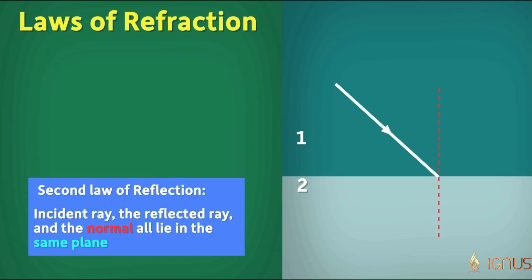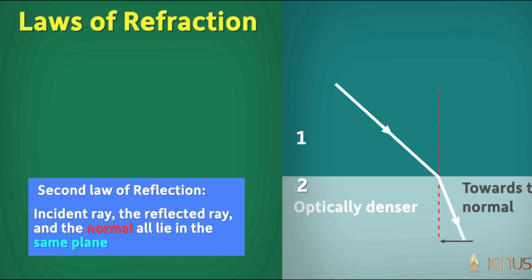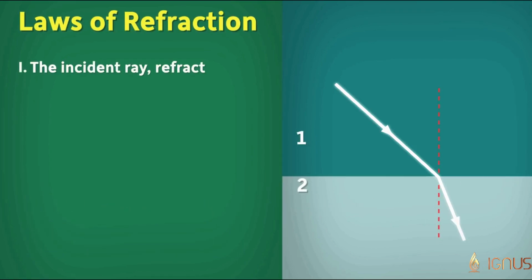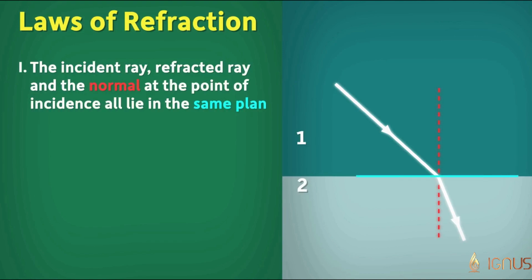Consider light traveling from some medium 1 to another medium 2, which is optically denser than medium 1. So its speed in medium 2 decreases and it bends towards the normal. The first law of refraction says that the incident ray, refracted ray and the normal at the point of incidence all lie in the same plane. It means that if I were to draw this on a piece of paper, they all will be on the plane of the paper and not out of the paper.